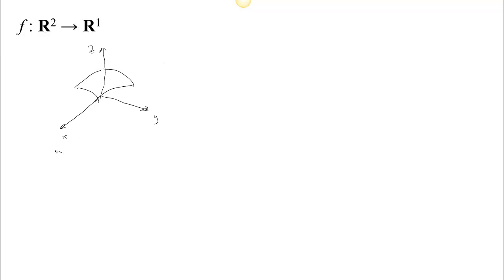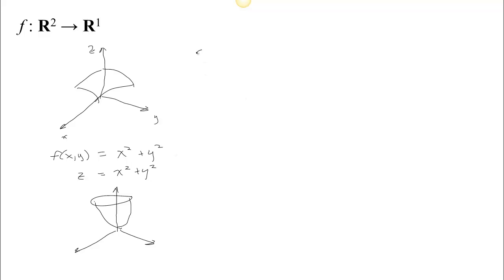Let's look at an example. Maybe f of x y equals x squared plus y squared. In other words, the output z is equal to x squared plus y squared. Now we recognize that as one of our quadric surfaces, right? An elliptic paraboloid that's opening up.